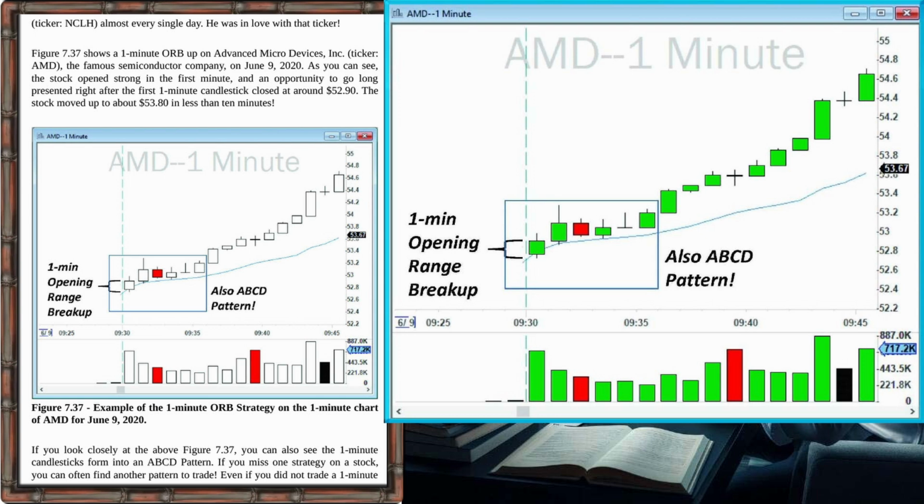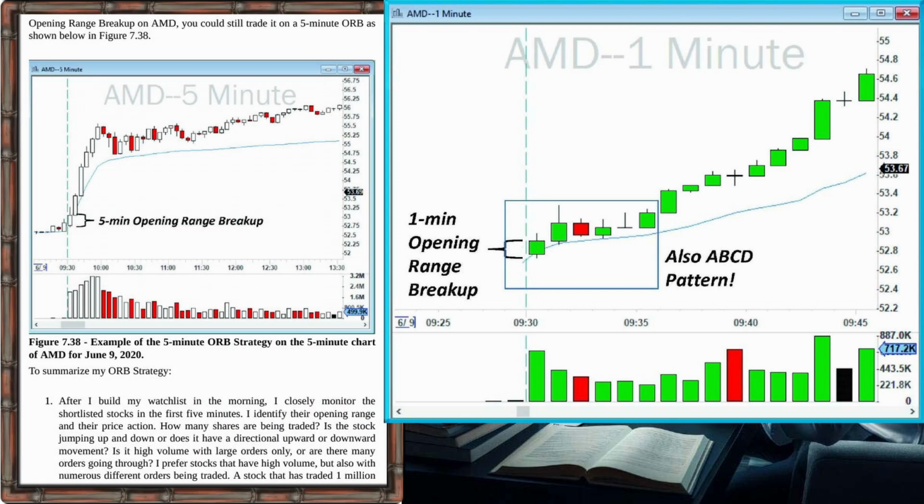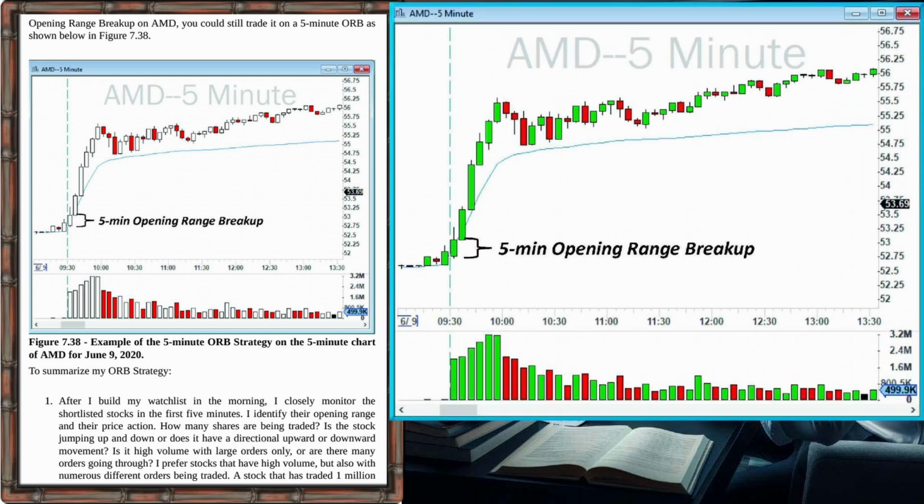The stock moved up to about $53.80 in less than 10 minutes. If you look closely at the above figure 7.37, you can also see the 1-minute candlesticks form into an ABCD pattern. If you miss one strategy on a stock, you can often find another pattern to trade. Even if you did not trade a 1-minute opening range breakup on AMD, you could still trade it on a 5-minute ORB, as shown below in figure 7.38.